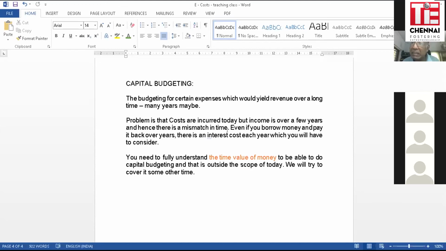Not going to come back this year. So the problem is that costs are incurred today, this year, but the income is over a long period, which means, if you see where my cursor is, there is a mismatch in time. And even if you borrow money and pay it back over the years, there is an interest cost every year, which you will have to consider. And therefore, if you really want to evaluate whether this is worth it or not, you've got to understand the time value of money, which is outside the scope of today.